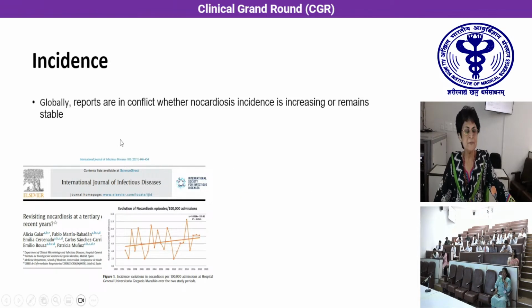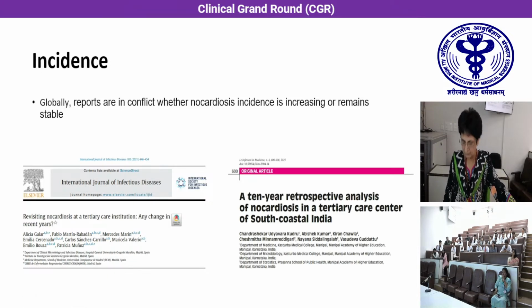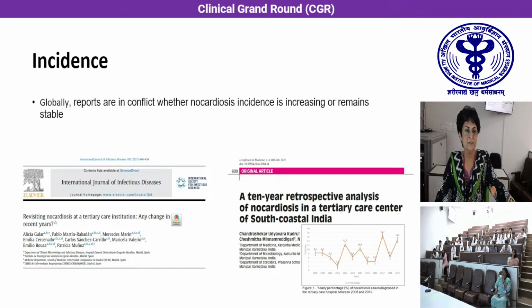There is a study from Spain which says that the rates are more or less stable, while a study from India says that there is an increase, and we are sitting in a scenario where we know that the number of immunocompromised people have increased. We know that they are surviving longer. We also know that the other risk factors have come into place. We know the diagnostics have improved, yet there are two conflicting reports.